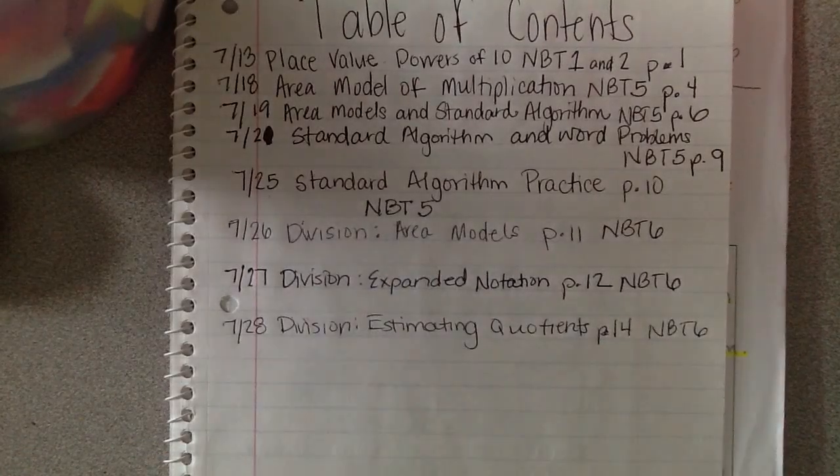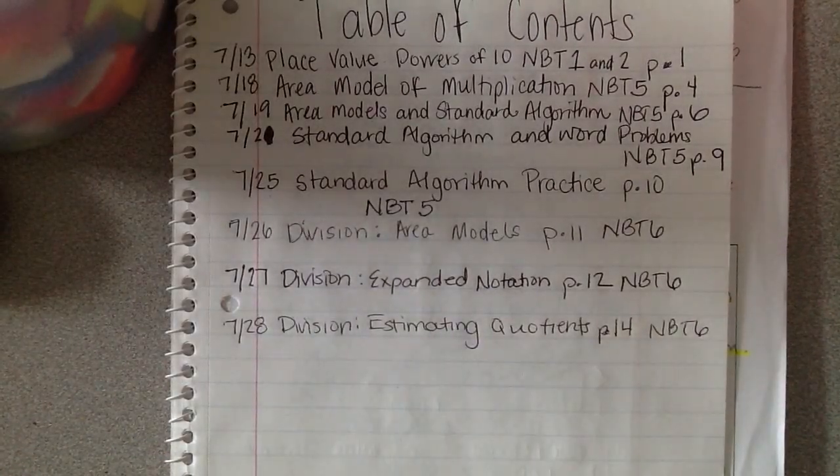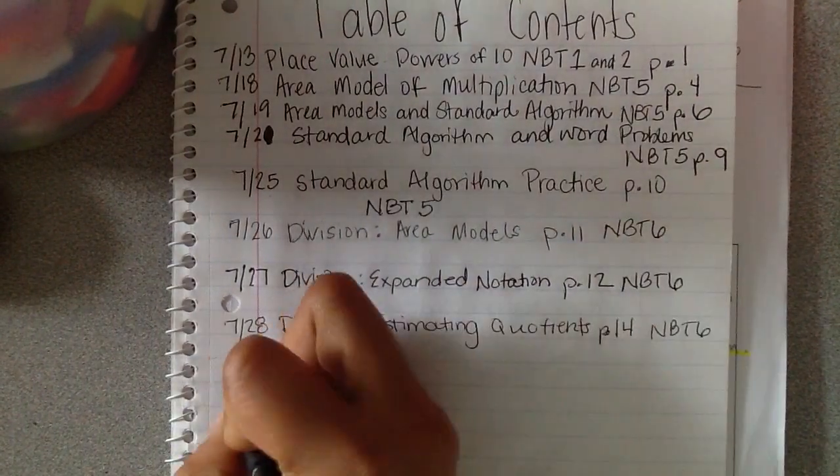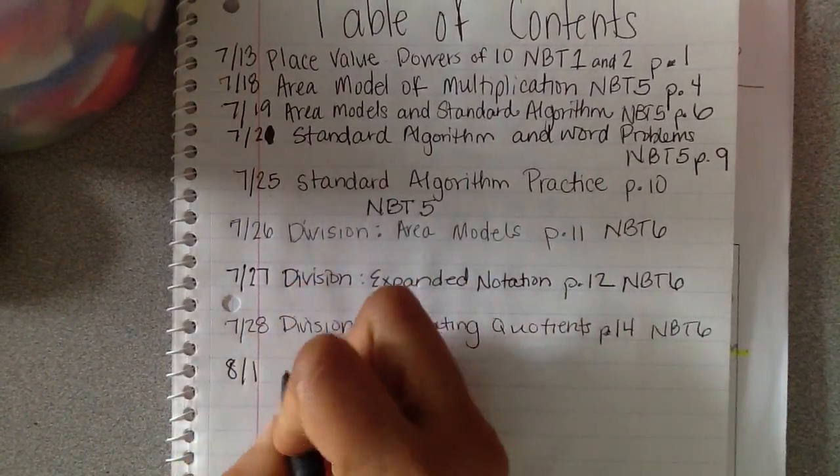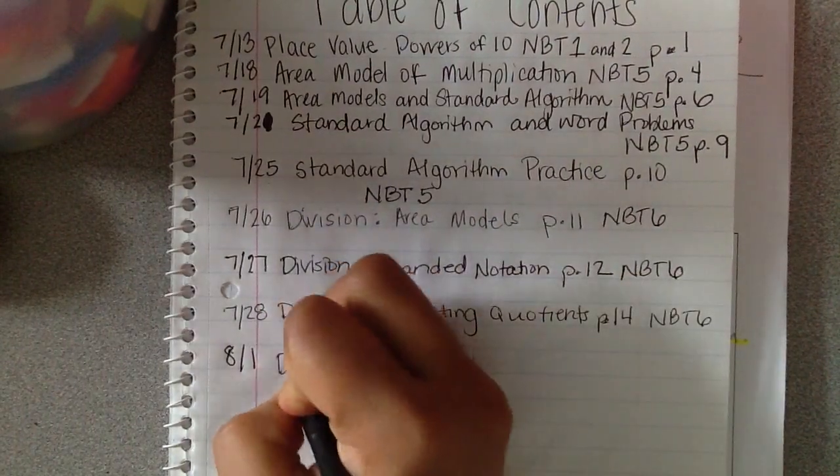So today we're going to continue our notes on division, but today we're going to be talking about two-digit divisors. So I'm going to write the date in. It's 8/1. And the topic today is division.